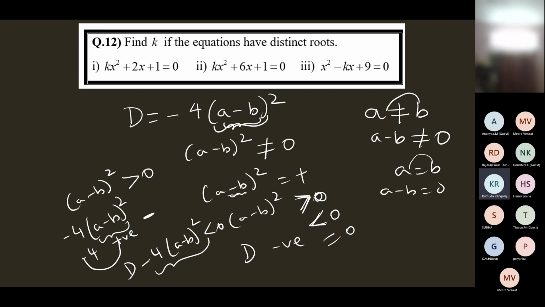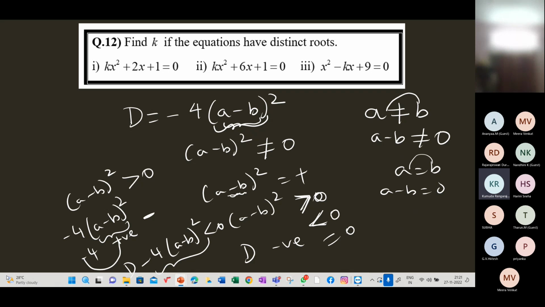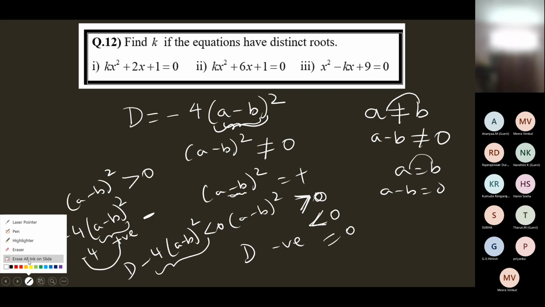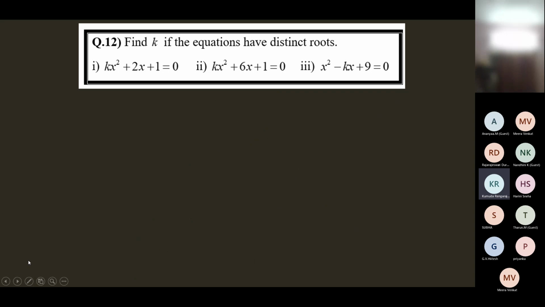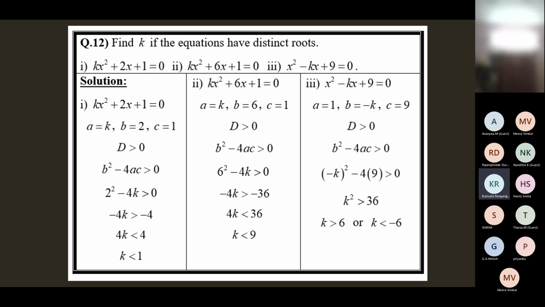Yeah, children. So here the question is, find K if the equations have distinct roots. Distinct roots means real and distinct roots. Distinct meaning unequal roots: real and unequal. D is greater than 0 is the condition. It is given that the equations have distinct roots. You don't have to prove it. They have unequal roots. That means the condition is D is greater than 0. So use D greater than 0 for all the three cases and find the value of K.